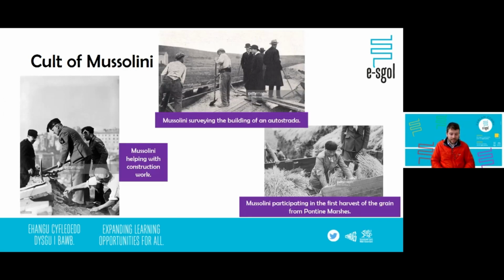Here we see Mussolini helping with the construction work in Rome itself. Again, in military uniform, right? Interesting, lots of these in military uniform. That association with war being the energiser of people. Again, in the middle, Mussolini surveying the building of an autostrada. And down the bottom, Mussolini participating in the first harvest of the grain on the Pontine Marshes as well. All these pictures trying to put Mussolini front and central in people's lives.